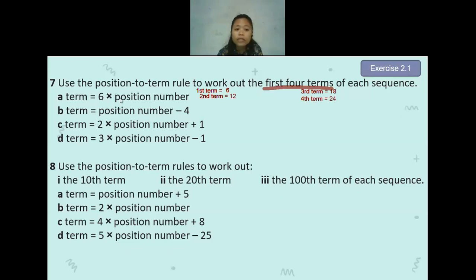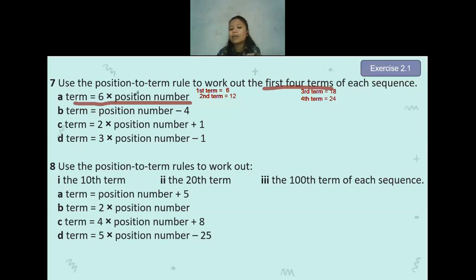If no one got confused, yes? How do you get 6? Oh, how do I get 6? Read the question. The question has the number 6. It says the term is 6 times position number. So if I'm going to find the first term, the position is number 1. So I can replace the position number with 1. So it will be 6 times 1 for the first term, which is equal to 6.